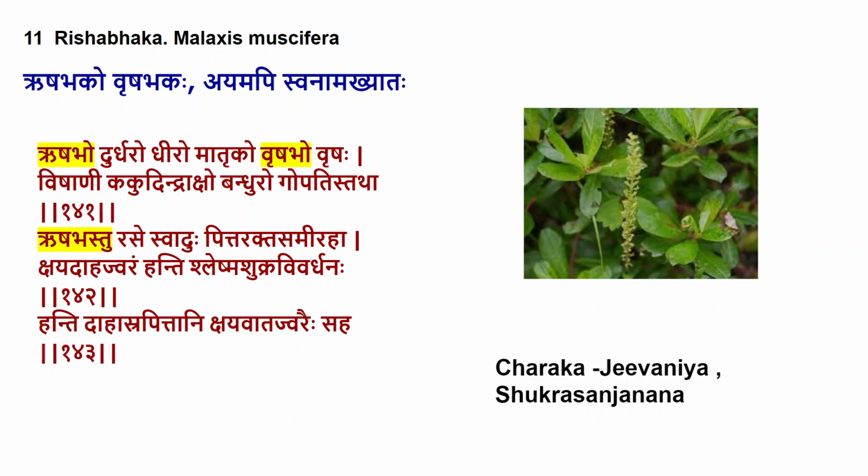Rishabhaka, this Jivaka, Rishabhaka, all the Jivaniya Ganas mentioned in Charaka. And the Rishabhaka, Ayamapi Snamakhata. According to Dalhana, it's Snamakhata. It was very popular in that period, but now it's much less popular, and popularly believed to be Malaxis muscifera. ऋषभः दुर्धरः धीरः मातृको वृषभवृषः विषाणी ककुदी इन्द्राक्षः बन्धुरो गोपतिस्तदा. These are the Paryaya synonyms of the Rishabhaka plant.